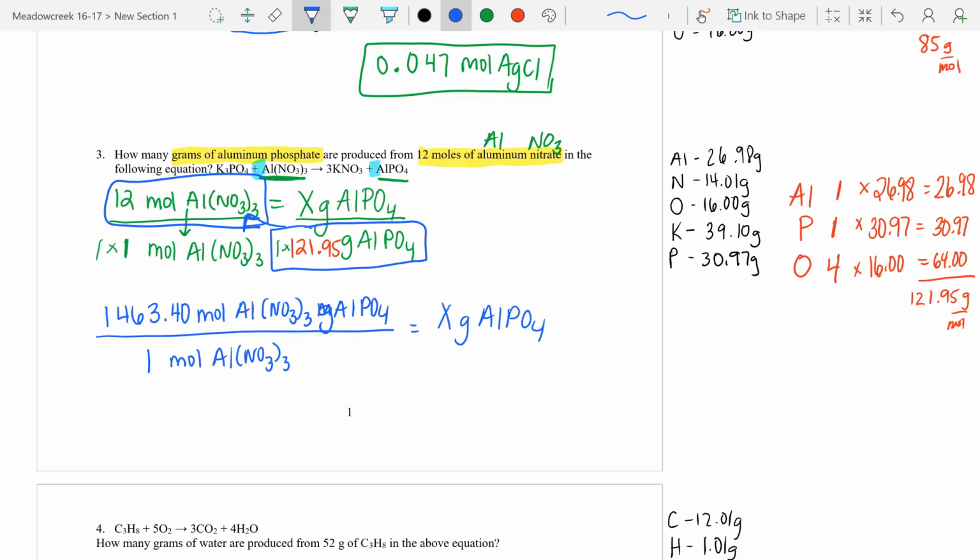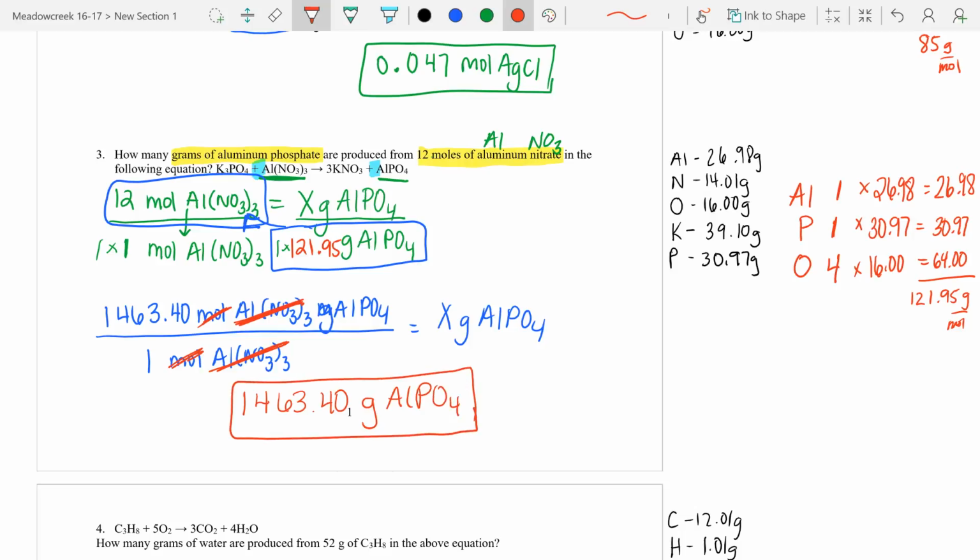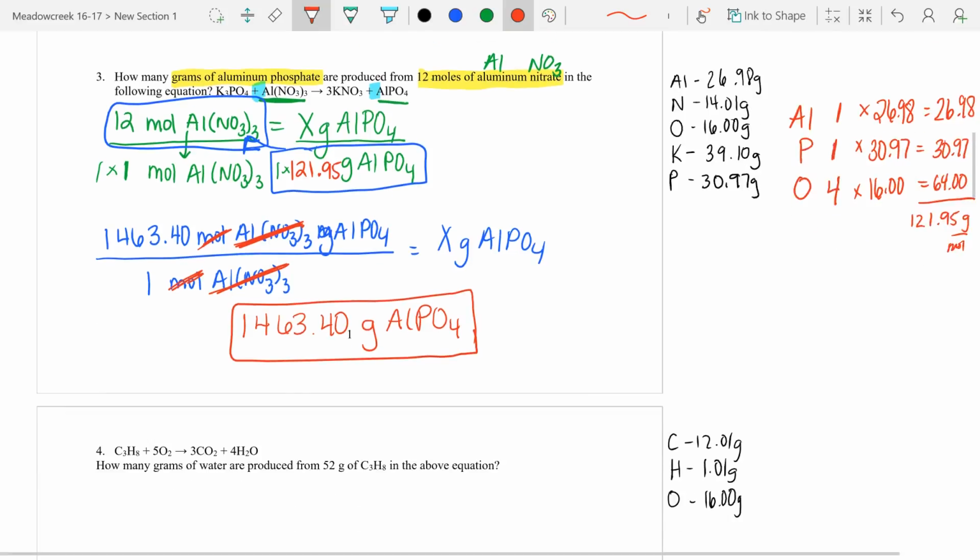Now, to see what cancels out, I see that moles cancel out with moles, aluminum nitrate cancels out with aluminum nitrate. And 1,463.40 divided by 1 is just going to be 1,463.40 grams of aluminum phosphate. And we have a job well done for ourselves. Let's move on to problem number 4.